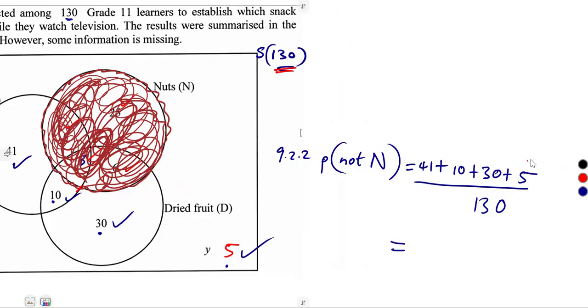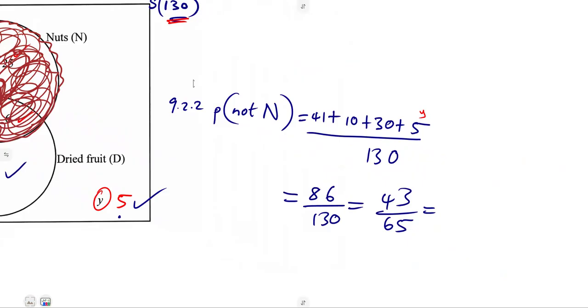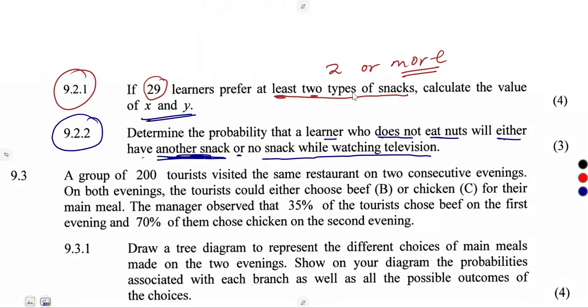Remember the 5 represents Y that we calculated here. So that was going to give us a total of 86 over 130. Reduce this one. That's 43 out of 65, or as a decimal, 0.662 to three decimal places. All right. So that's how these questions are given. Let's consider another part, 9.3.